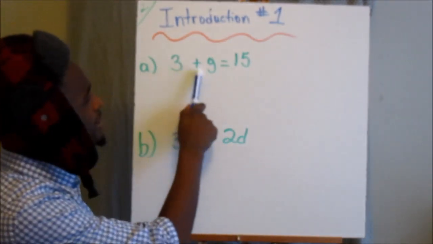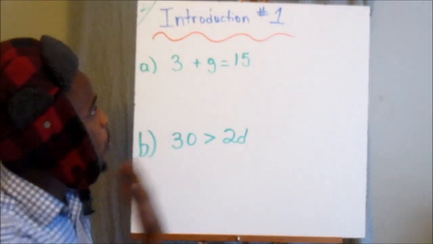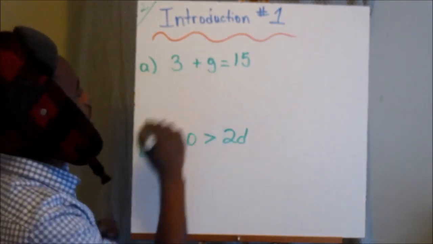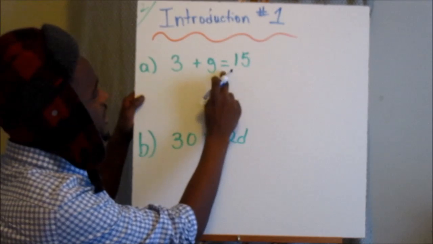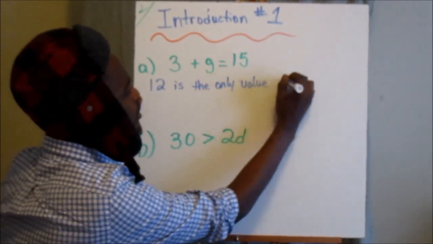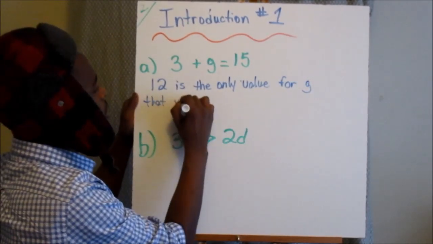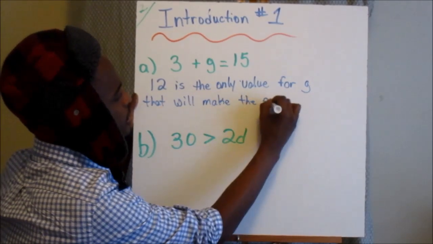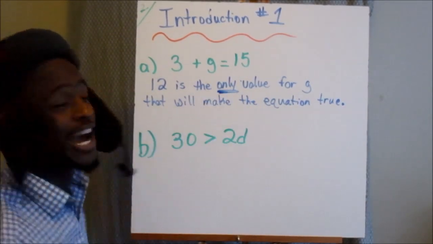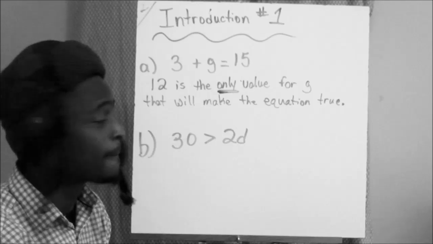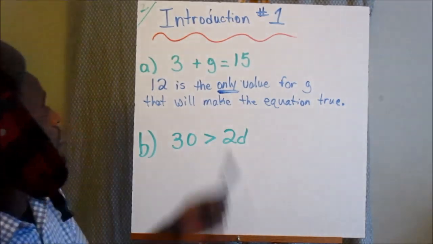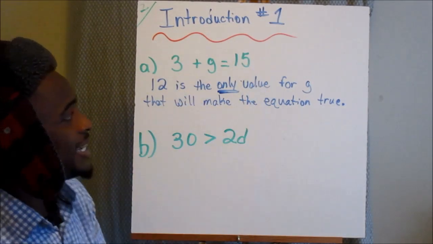So let's look at our first one. 3 plus g equals 15. Let's think, what number plus 3 will get me 15? Well, if you know your basic facts, you know that it's 12. And since it's an equation, we know there's only one solution. So 12 is the only value for g that will make the equation true. It is very important that we put that word only. We only have one solution to an equation. I can't substitute any other number in for g and get a true equation, because 12 plus 3 is the only way I can get to 15 here.